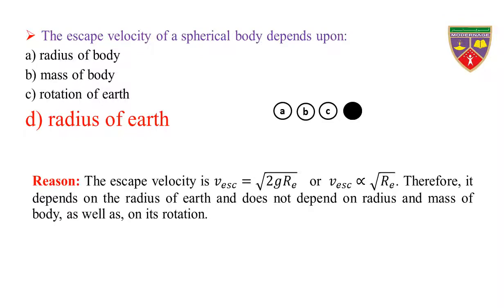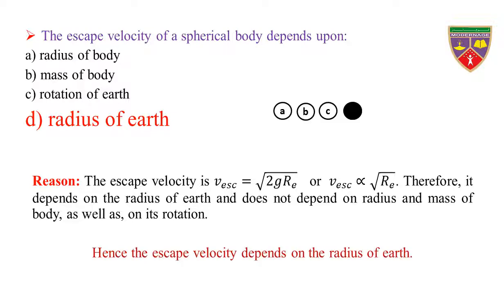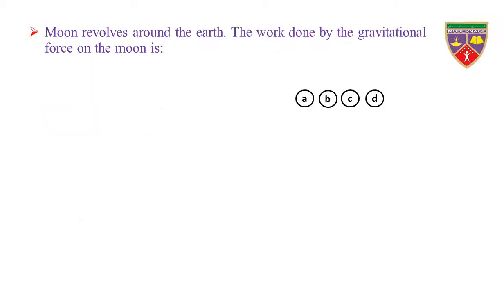Reason. The escape velocity is V_escape = √(2g Re), or V_escape is proportional to √Re, where Re is the radius of the Earth. Therefore, it depends on the radius of Earth and does not depend on the radius and mass of the body, as well as on its rotation. Hence, the escape velocity depends on the radius of Earth.